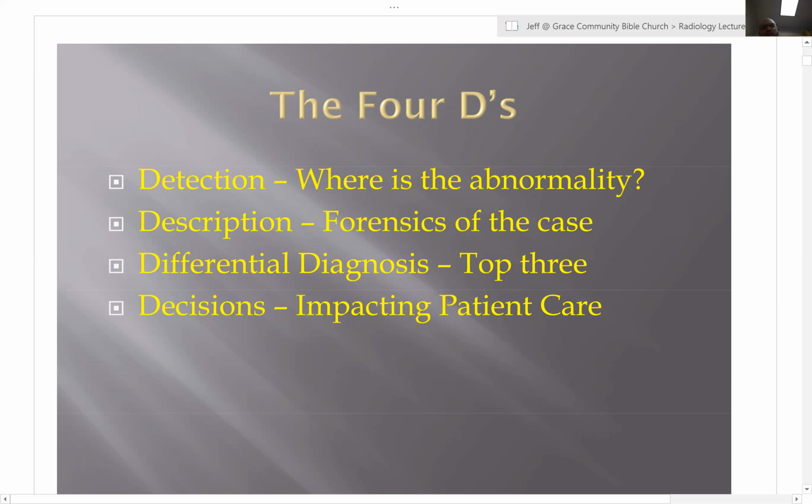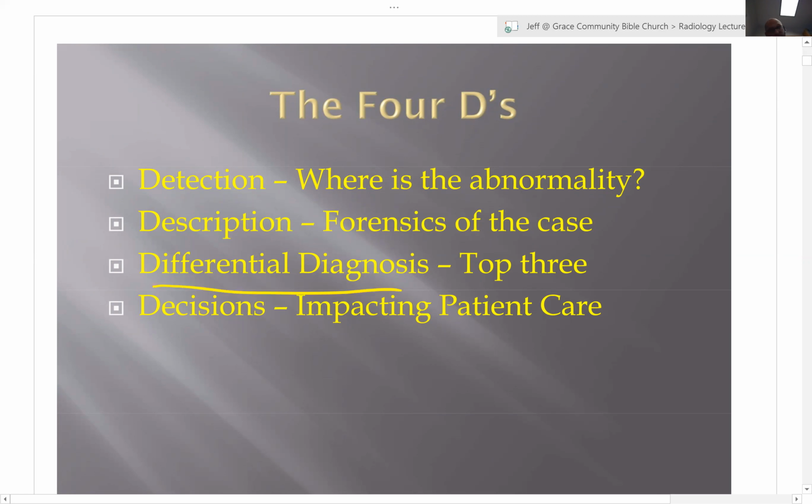Just tell me what you see. There is a well-defined lucent lesion with well-defined cortical margins in the right proximal femur. And not to say fibrous dysplasia and try to slam dunk it, but just to describe it, because as they learn to slow down and describe, they drive themselves right into the differential diagnosis.